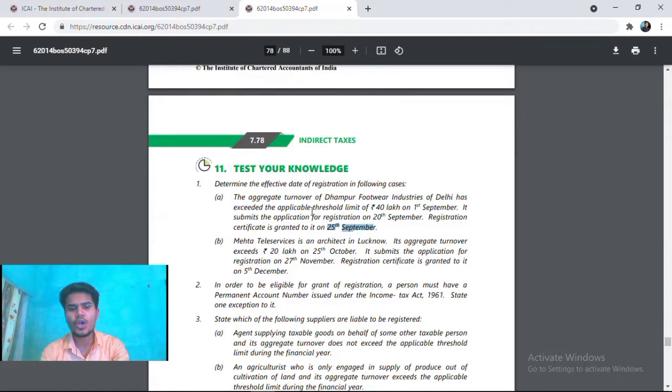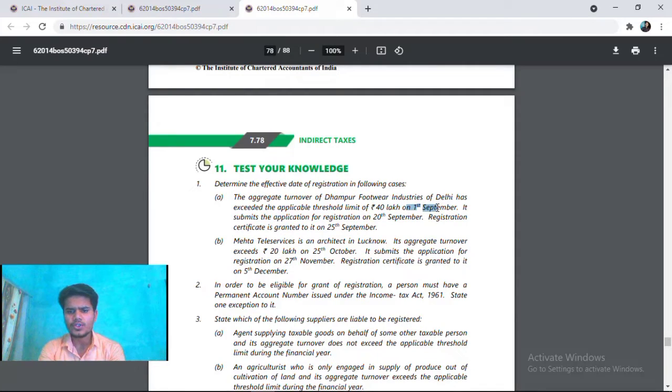So first we should know in what cases the threshold limit of 40 lakh rupees for taking registration is applicable. As per section 22, if we make only intra-state supply of goods, please underline intra-state supply of goods, then the threshold limit of 40 lakh rupees is applicable. So here it exceeds the 40 lakh rupees, so the date on which Dhampur is liable for taking the registration is 1st September.